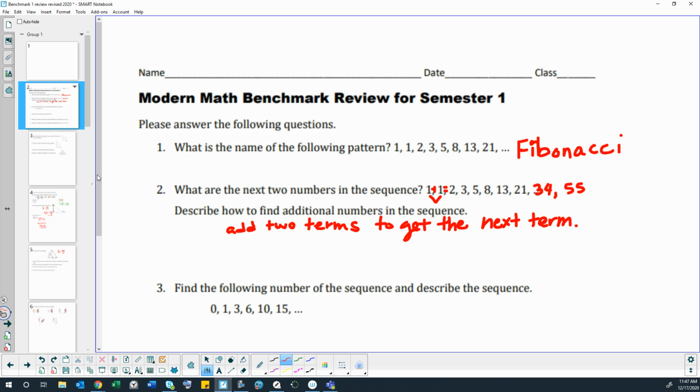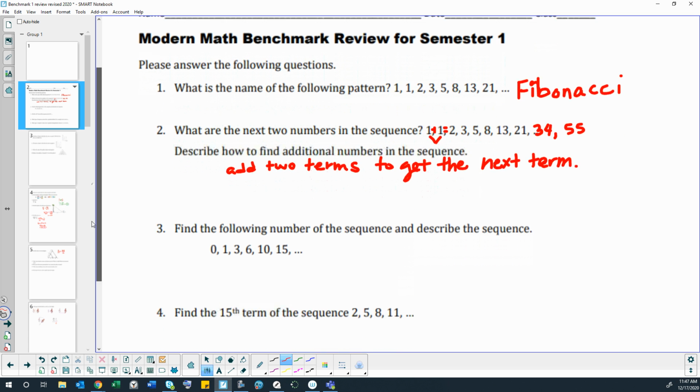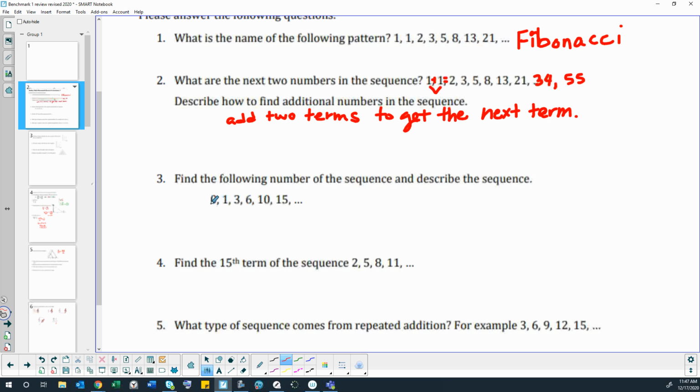Okay, find the following number of the sequence and describe the sequence. So let's see what's happening. How can we get from 0 to 1? We wouldn't multiply anything because multiplying times 0 is 0. So if we do 0 plus 1, we get 1. What about here? How can we get to 3? 1 plus what?